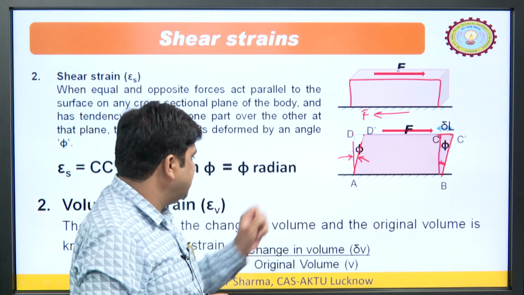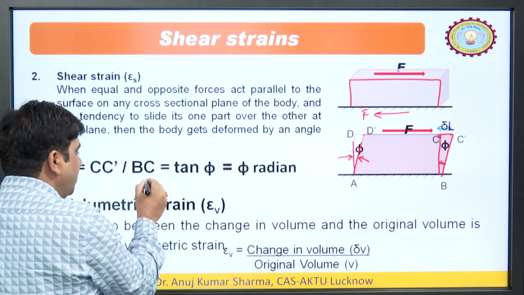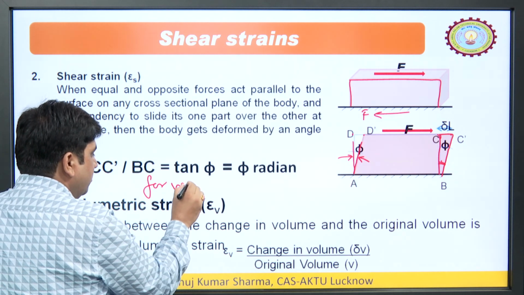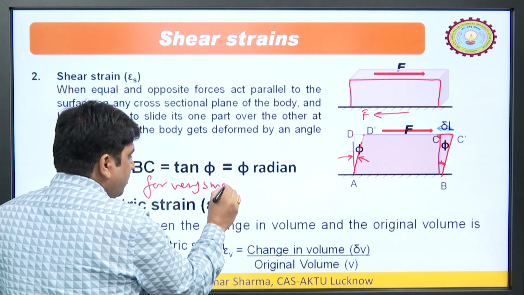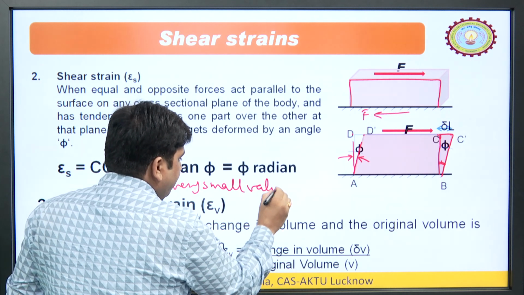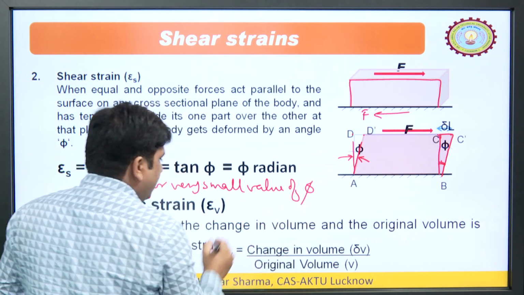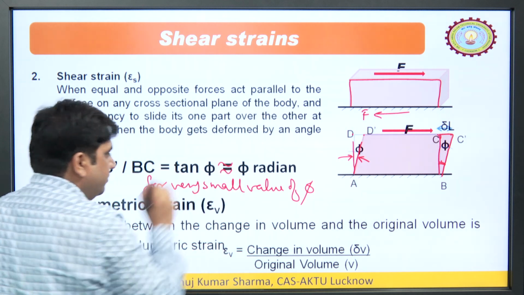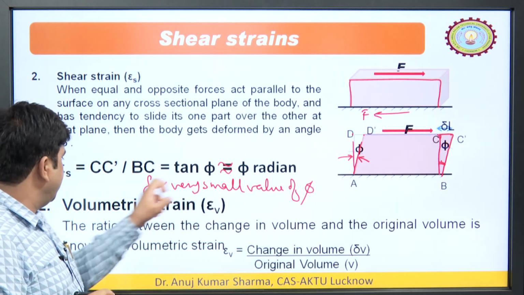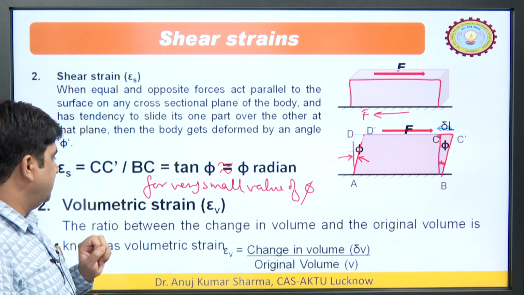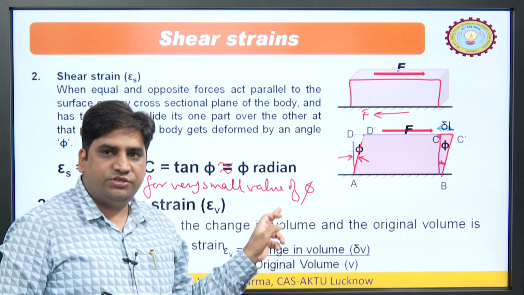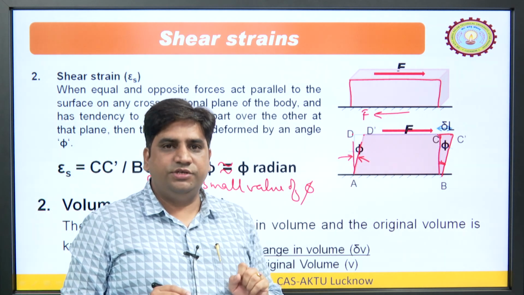So, it means we can say that for a very small value of phi, tan phi is similar to phi in radians. So, phi is equal to how much? CC dash upon BC. So, this is the shear strain. This way we can calculate the shear strain.